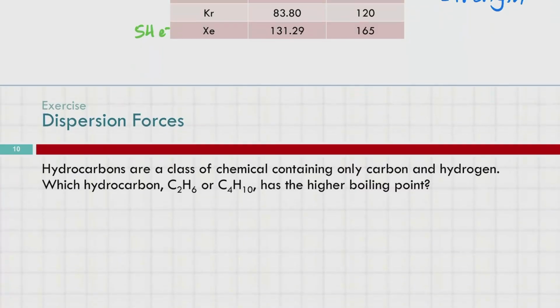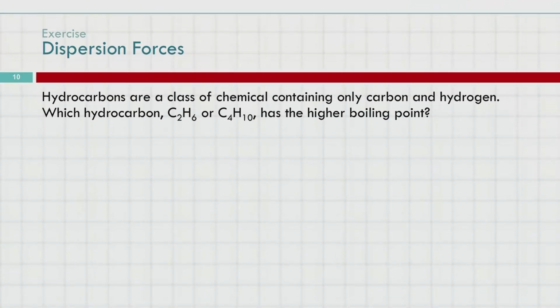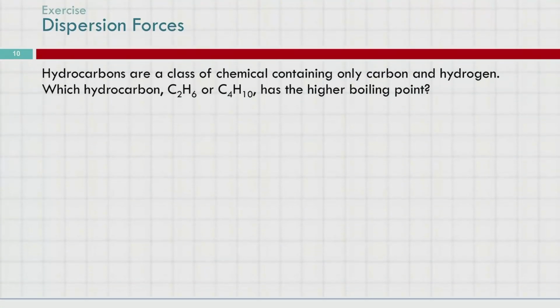All right, let's think of hydrocarbons. Hydrocarbons contain only carbon and hydrogen. Which of these hydrocarbons, C2H6 ethane or C4H10 butane, has the higher boiling point? Think about it.